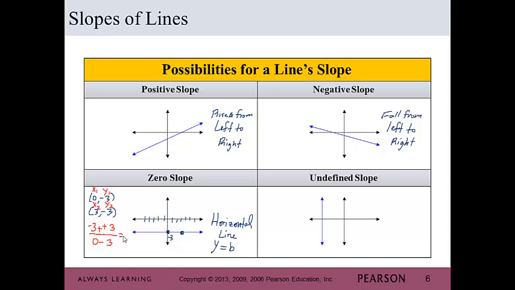So what do we get up top? We get 0, and on the bottom we have -3. See, there's no change in your y, so you're always going to cancel them out and get 0 on top, -3 on the bottom. This comes out to be 0, and that's why you have a horizontal line. When you have undefined slope, you have a vertical line.